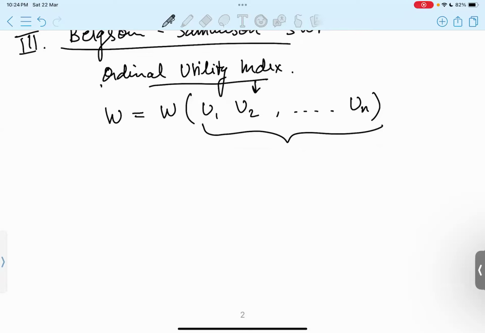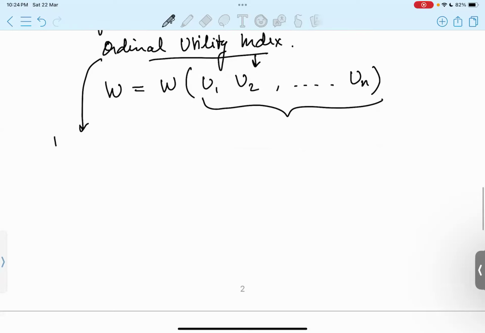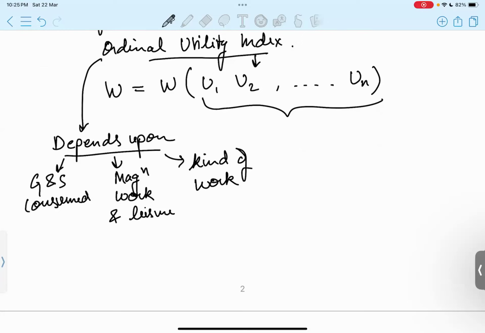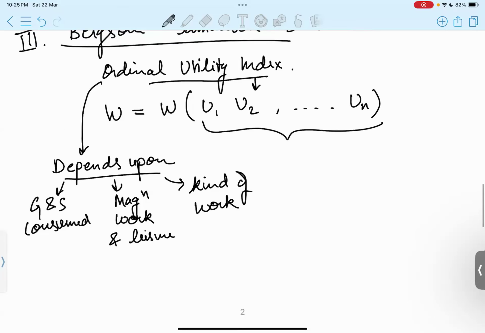And this ordinal utility index, if we look further into it, depends upon several factors. Those factors include the goods and services consumed by the people in the society, then the magnitude of work and leisure, and also the kind of work done. All these factors help to rank the utilities derived by the individuals. We can say three to four factors.